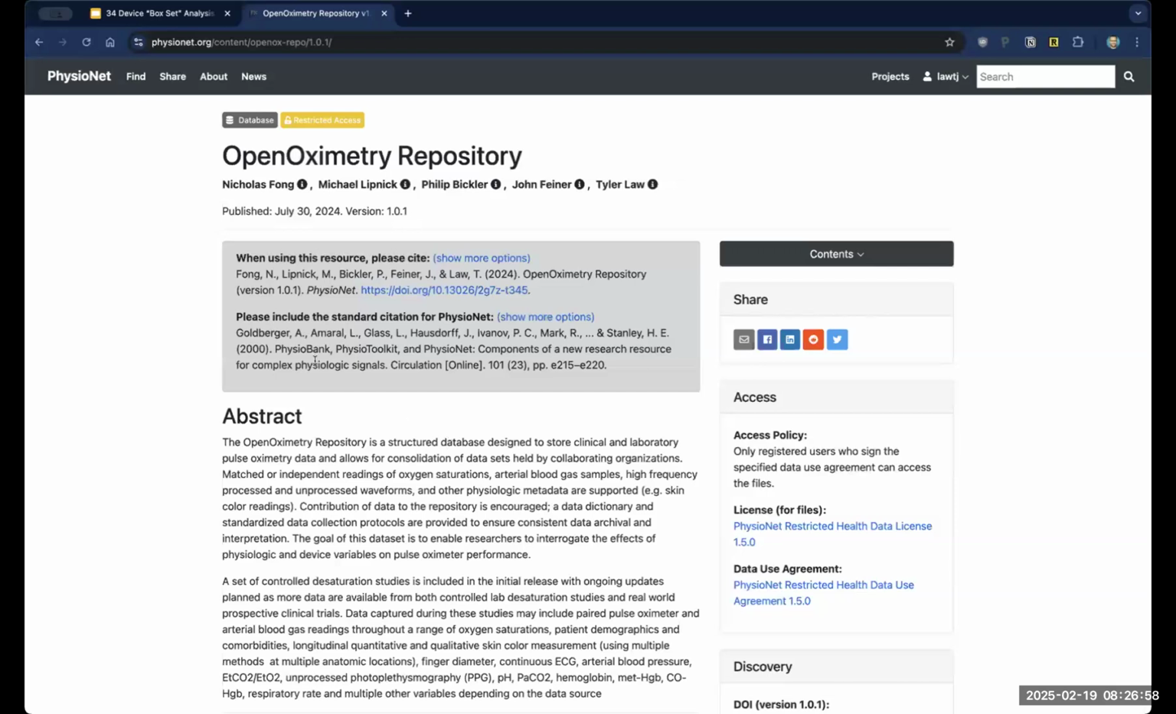And I just wanted to say that all this data is available on our PhysioNet repository. The new version is about to be published any minute now, which will include all these devices as well.